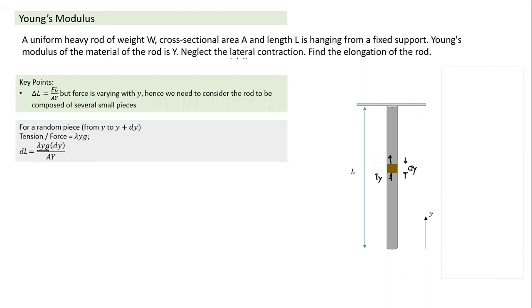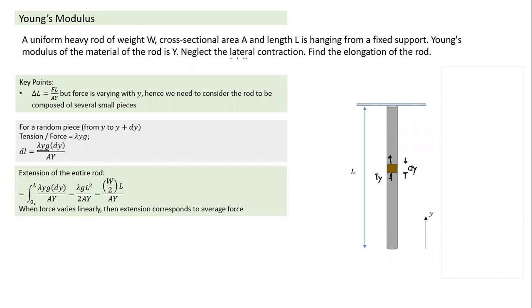Only thing, you notice there are two small quantities: dl is also small, dy is small. It's one of the rare cases where we deal with two such quantities, but this is also simple. So this will be the change in length of this small piece of length dy. Of course, this quantity will be extremely small, but yes, small things do add up to a significant quantity. So this is the change in a small piece. For the extension of the entire rod, it is very simple. It's a scalar quantity, so we add up all the extensions, we integrate, and on integration we get this expression, which we can also write as W by 2 into L divided by AY.